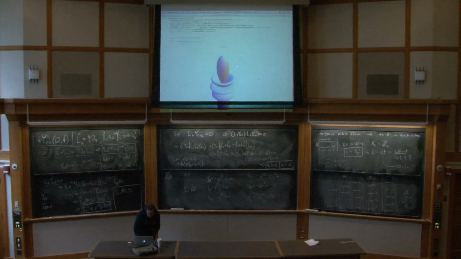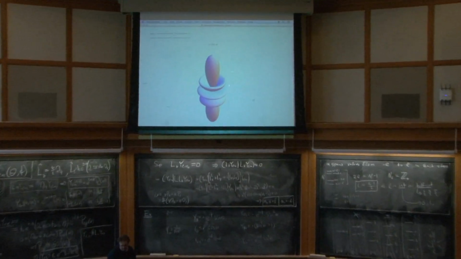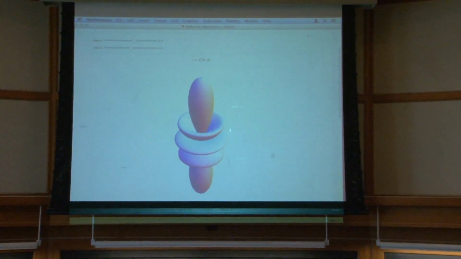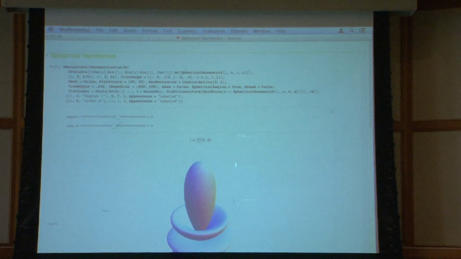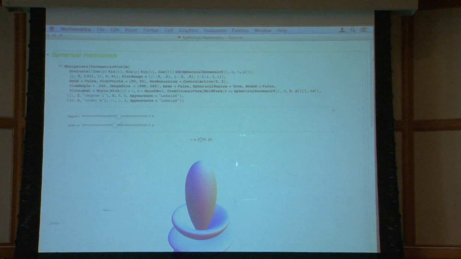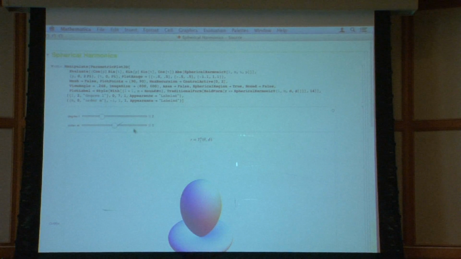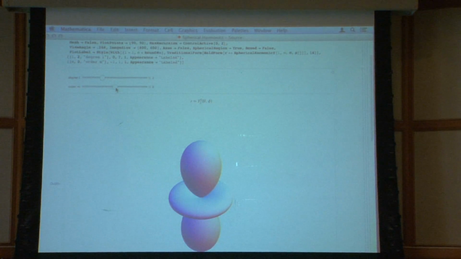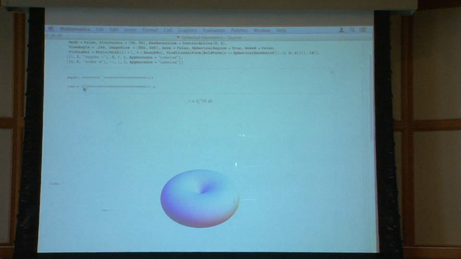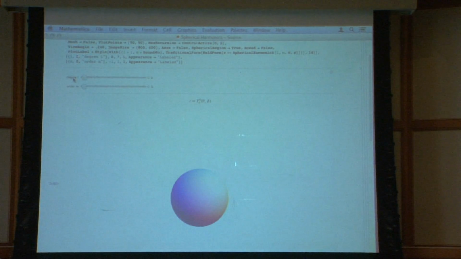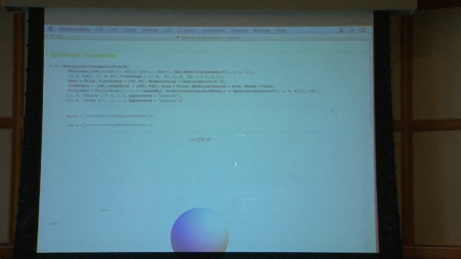So this Mathematica package I'll post on the web page. At the moment, I think it's doing the real part. So what we're looking at now is the real part. Actually, let's look at the absolute value. OK, good. So what we're looking at in this notation is some horrible parametric plot. You don't really need to see the mathematics.